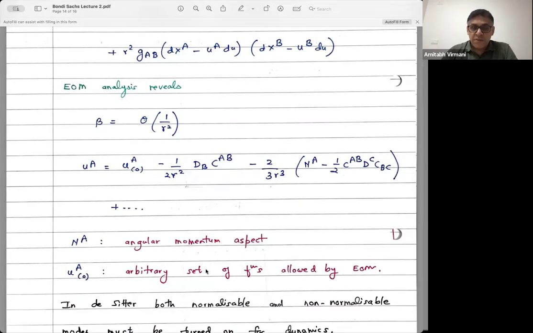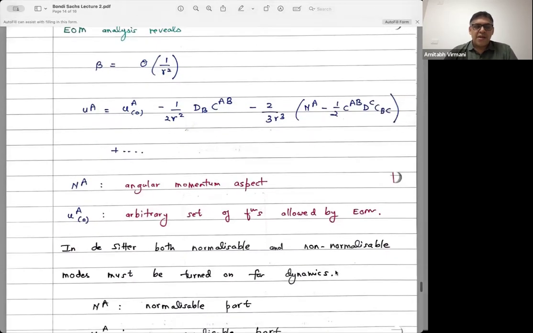Okay, so this may look a bit surprising, but there is very deep physics here. The physics is that in de Sitter, both normalizable and non-normalizable modes are required to have any dynamics. If you turn on only the non-normalizable mode, then of course you don't have any dynamics in de Sitter. If you turn on only the normalizable mode, then it finally so happens that there is no dynamics in de Sitter again. So in order to have any sort of gravitational waves or any sort of gravitational dynamics happening in de Sitter, you must turn on a combination of normalizable and non-normalizable modes.